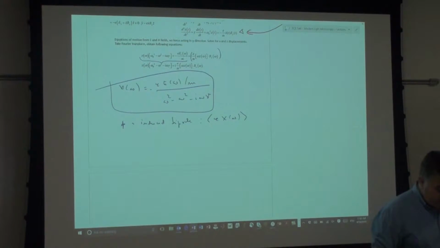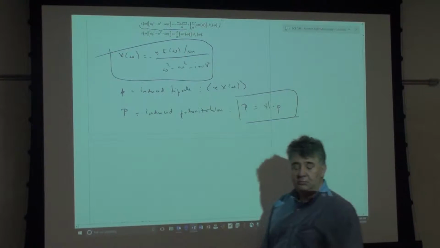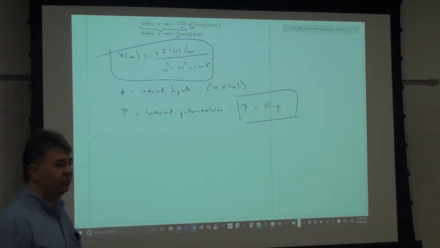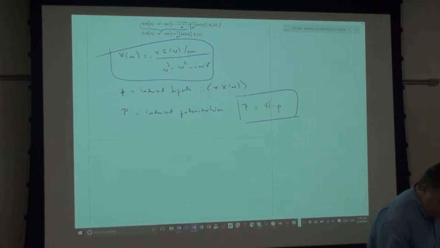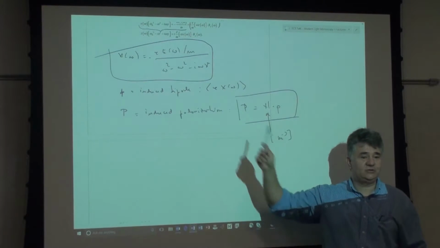But now, moving to the macroscopic component, what do we do? The induced polarization, this is a macroscopic quantity, P, will be the concentration times little p. So I'm adding them all up, basically. How many of those per unit volume do I have? So this is meter minus 3. And why is this P, the induced polarization, so exciting? Because this shows up in the Maxwell's equations.